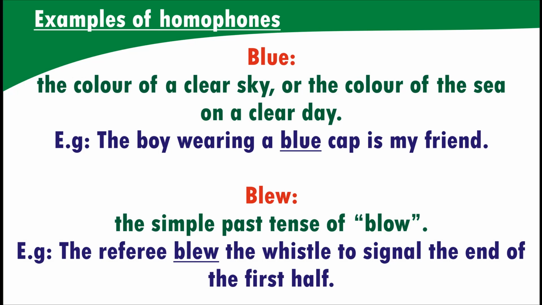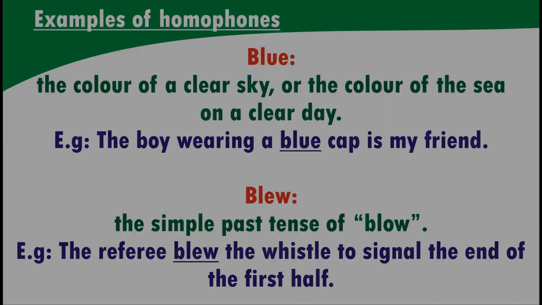The second word is blue as well. It is spelled B-L-E-W. It is a verb. It is the simple past tense of blow. Example, the referee blew the whistle to signal the end of the first half. Both words are spelled differently but pronounced the same way, blue.